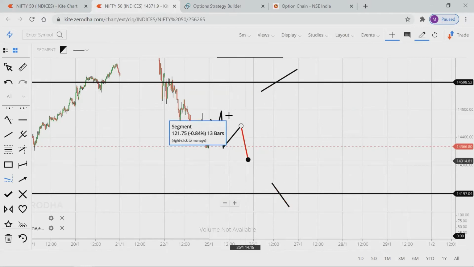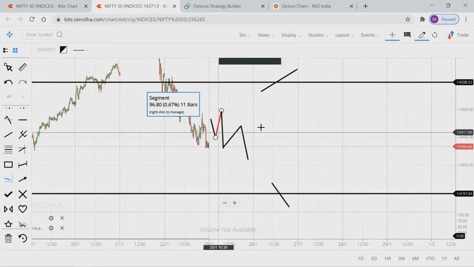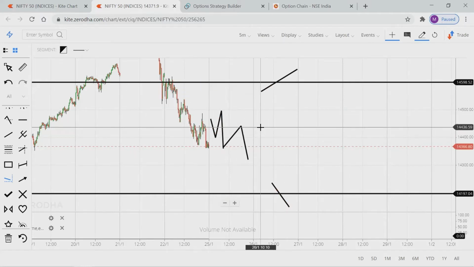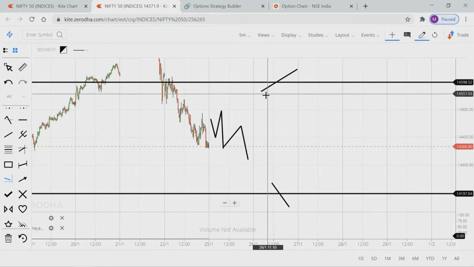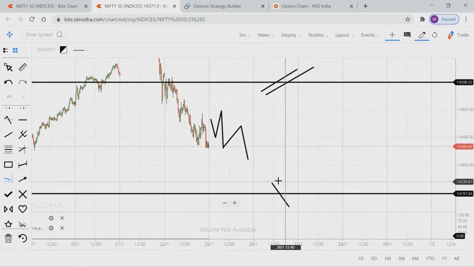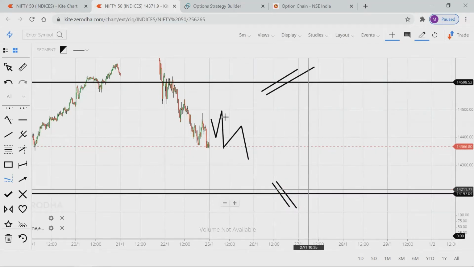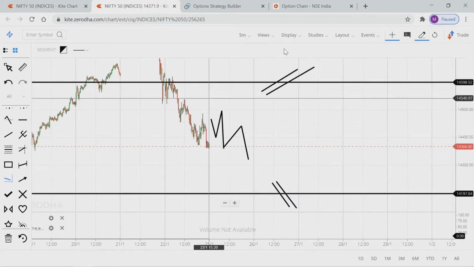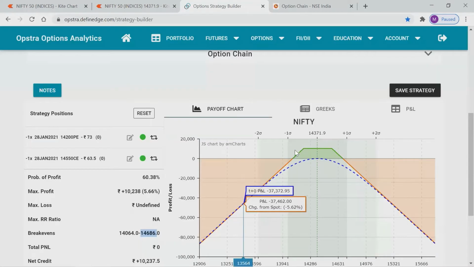You should make sure that the market is not breaking this point and this point. It should be staying only in that range. If it is ending in that range, then we will be in profits. It should be in that range only to be in profits. That is the break-even range, 14,064 and 14,686.